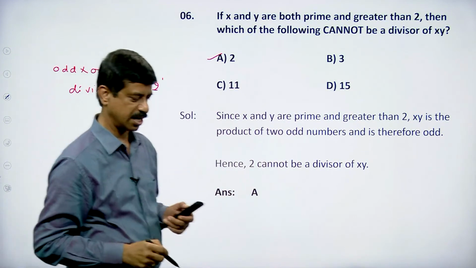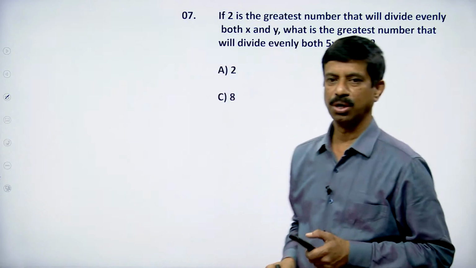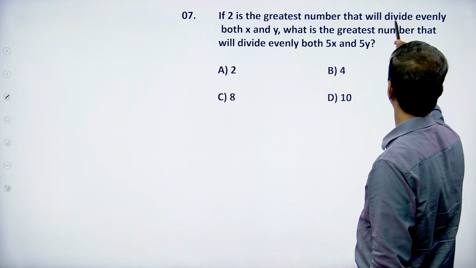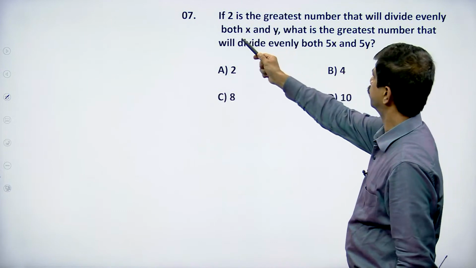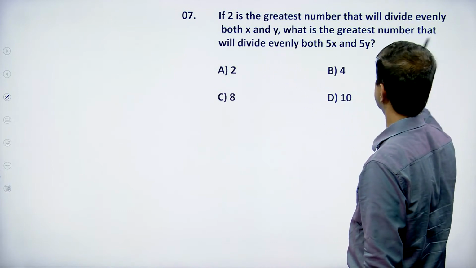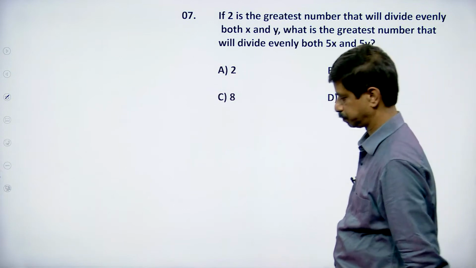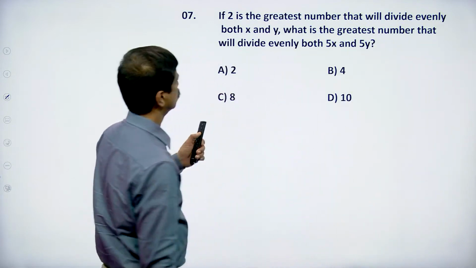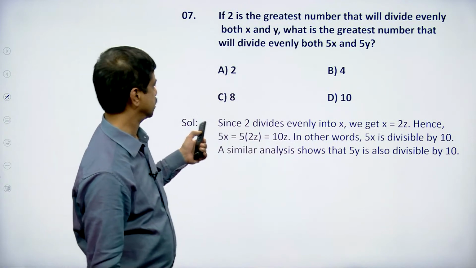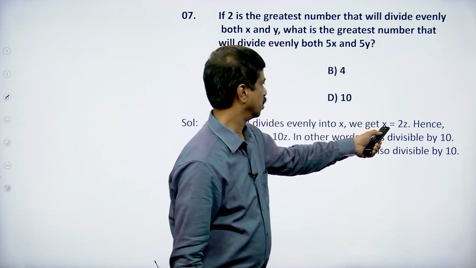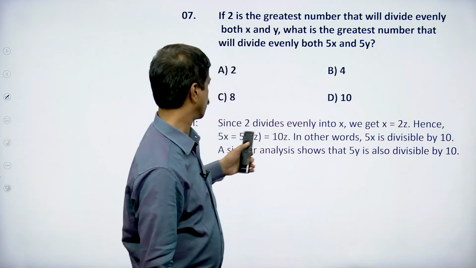Okay children, so let us move to the next question. Look at this. If 2 is the greatest number that will divide evenly both x and y, what is the greatest number that will divide evenly both 5x and 5y? So 2 is the greatest number, he says, that divides evenly into x, so x is 2 times something, okay.